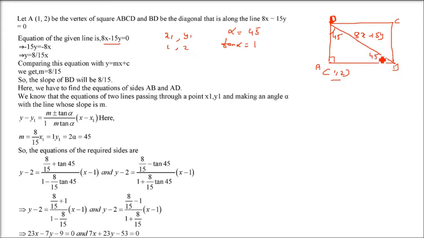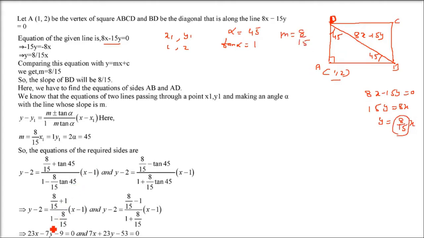Along with this, we have 8x minus 15y. So let us find out m from here. Take y on the left hand side, others on the right hand side. So 15y equals 8x, y equals 8 by 15 x. So we have m also here. m is 8 by 15.